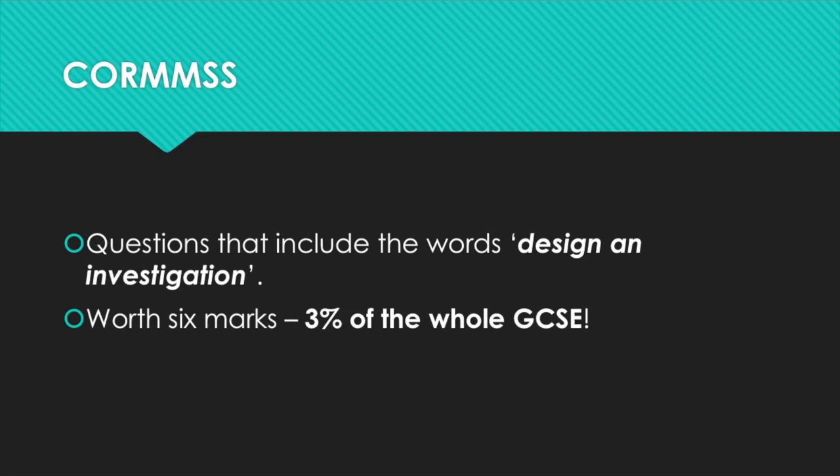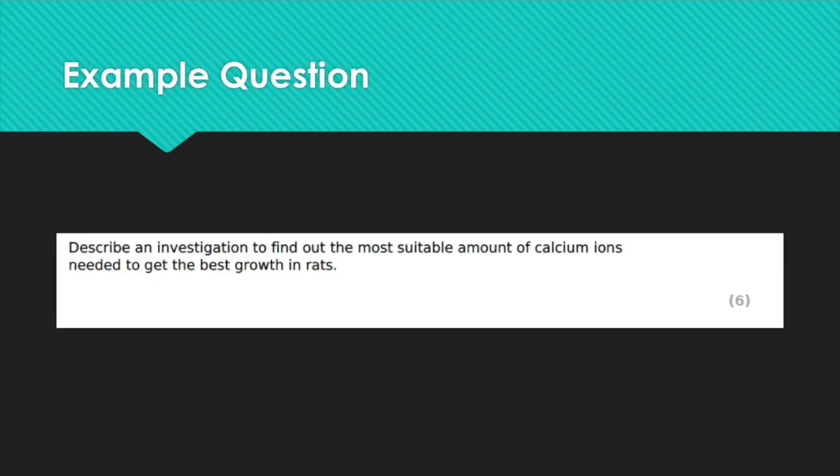Okay, so what kind of thing were we talking about? Well, here's an example question. It says, describe an investigation, there's those magic 3 words, to find out about the most suitable amount of calcium ions needed to get the best growth in rats. So we've got describe an investigation, and it's a 6 marker. And so we're going to utilize this CORMMSS mnemonic to help us structure our answer.